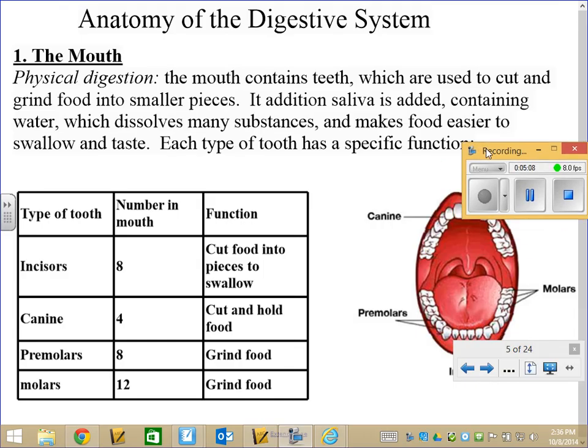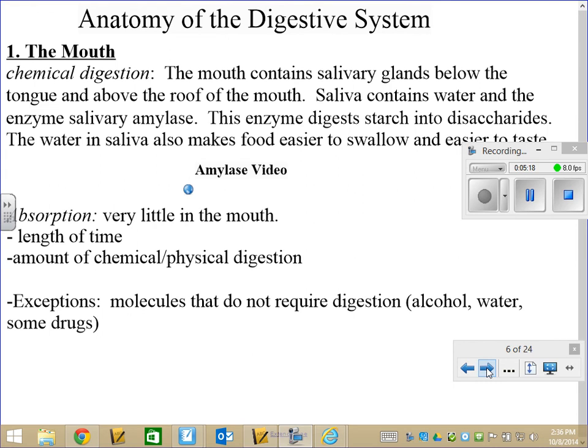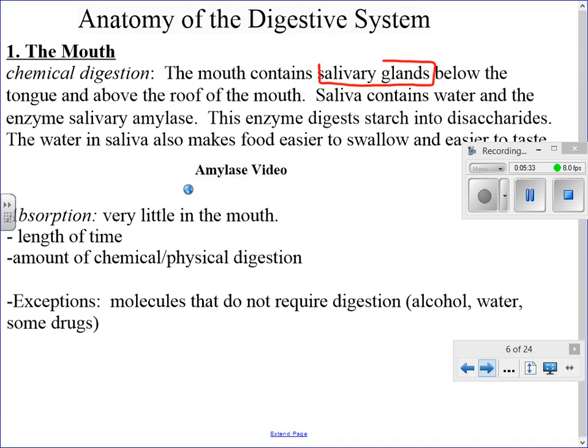So just so everybody is clear, we ended on this slide last time talking about the teeth that you have in your mouth. And so here we're starting with a couple more things that happen in your mouth. We already alluded to the fact that chemical digestion happens in your mouth, but just so that it's specifically stated, your mouth contains salivary glands, which are an accessory organ. They're below your tongue and above the roof of your mouth.